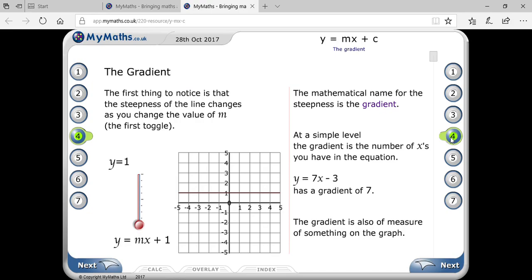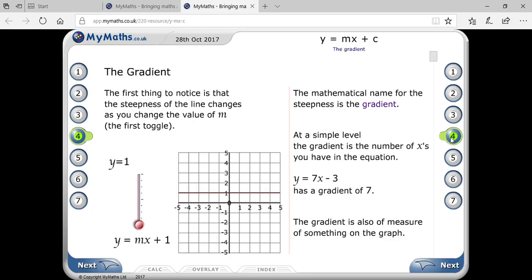So come to the next section. Here, beta, you are seeing that again they are explaining about gradient. As usual, you know about gradient, which fundamentally I explained as up upon across. So looking at any equation, what will be the coefficient of x, that will be your gradient. Simple.